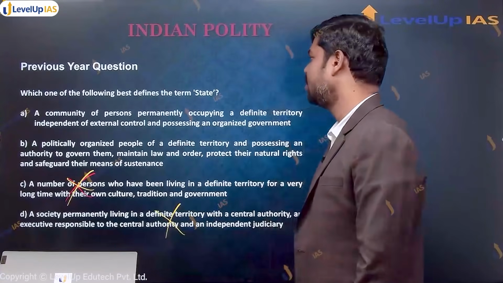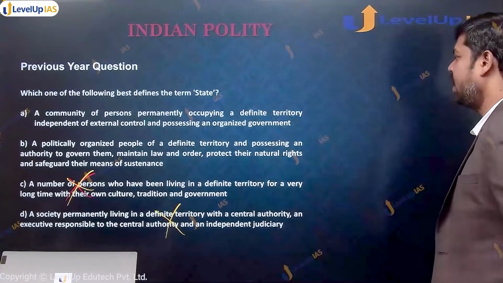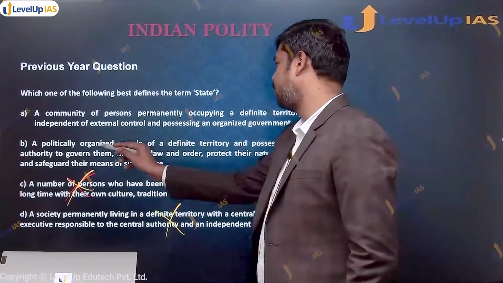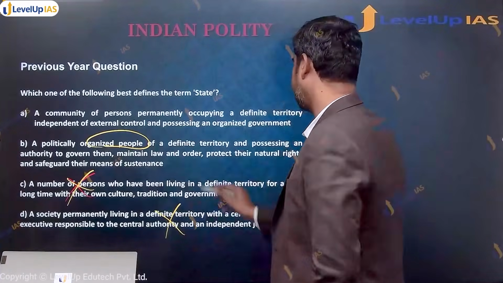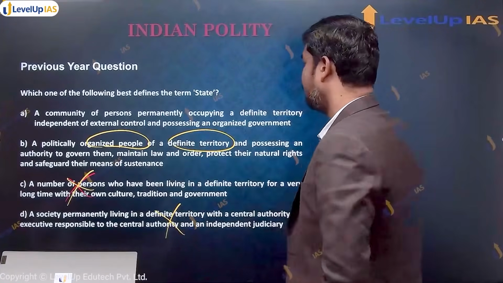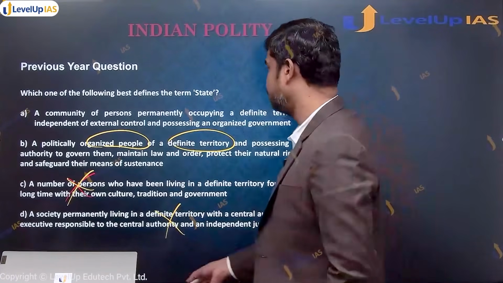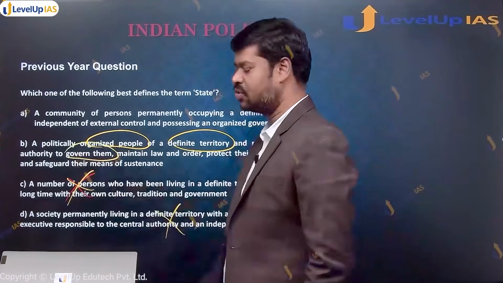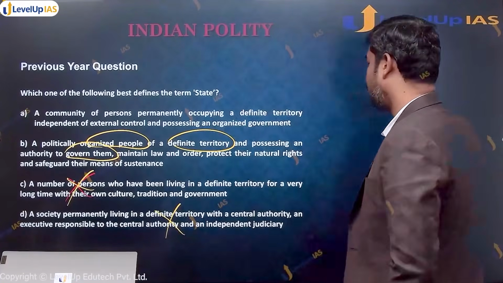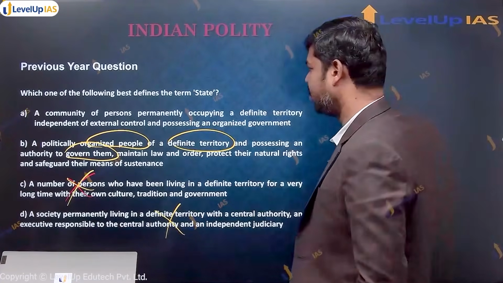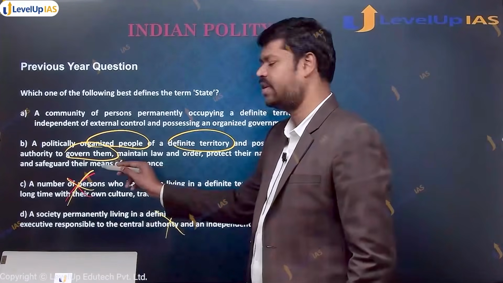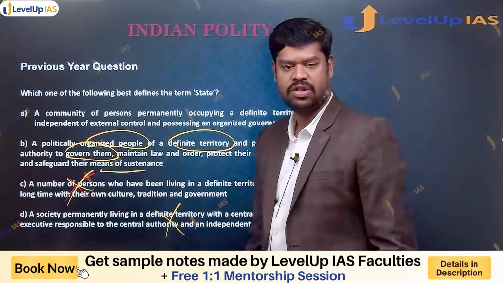Okay, now come to B. A politically organized people. You have organized people there. A definite territory is there, possessing an authority to govern them. So a government is also there. Maintain law and order, protect their natural rights, safeguard their means of sustenance. Again, sovereign authority is not clear here.